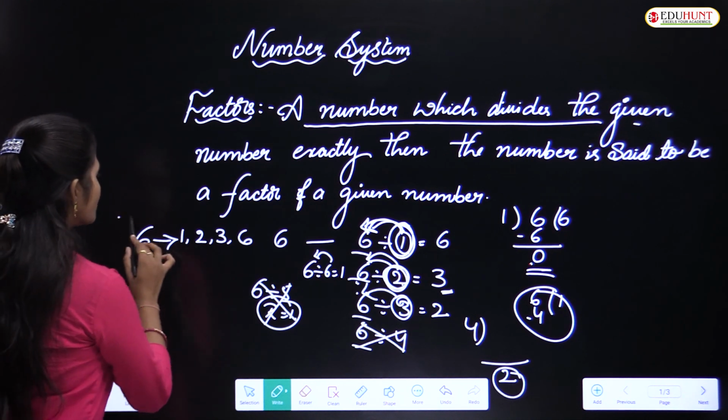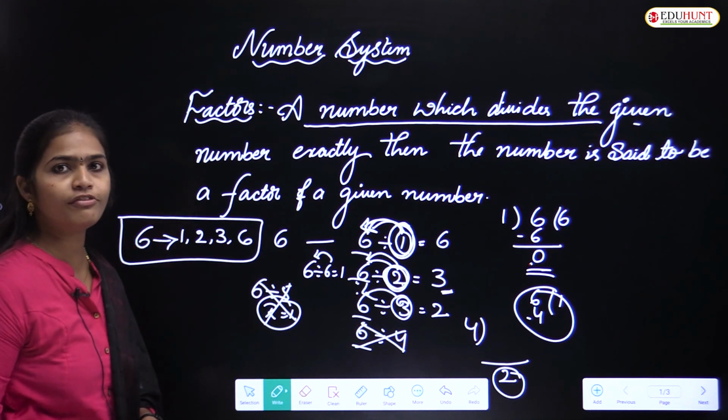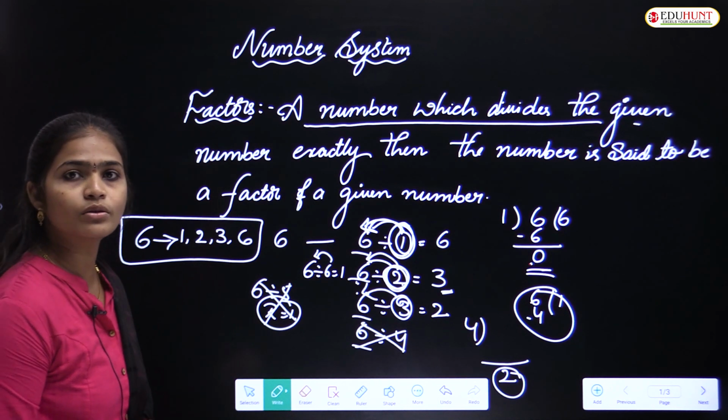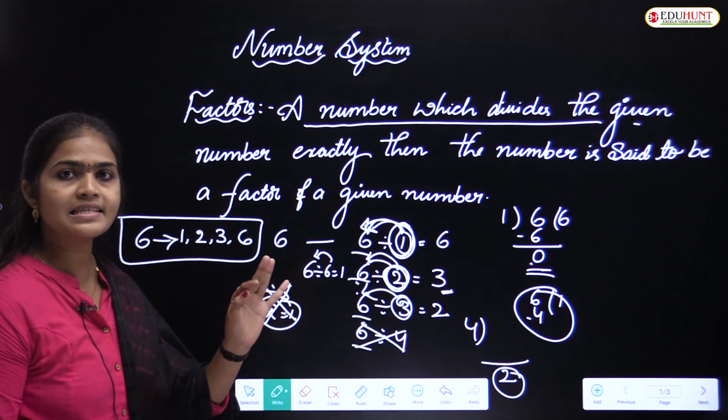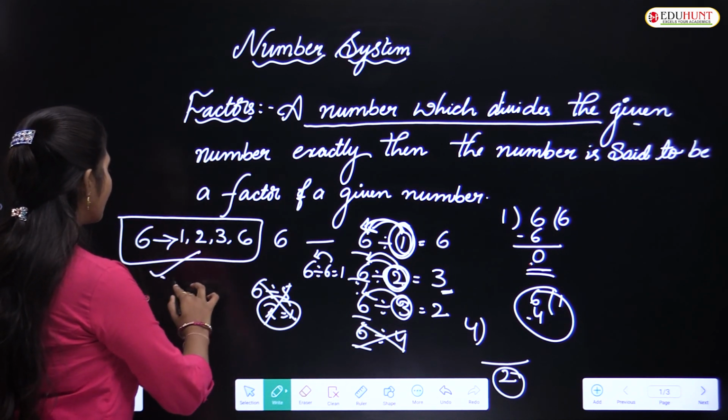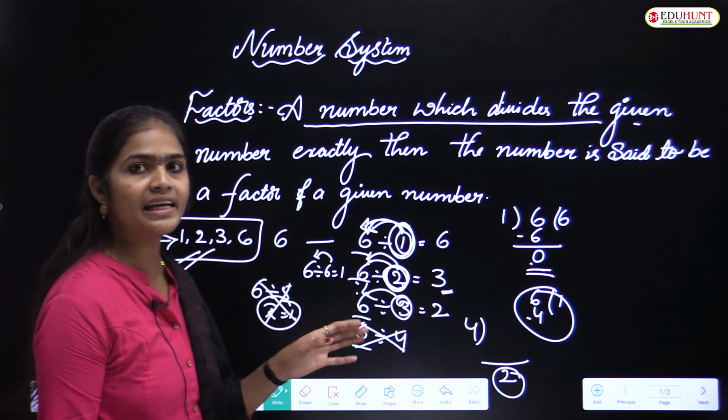Is that clear? So here 6 is having how many factors? Here we have only 4 factors. What are those? 1, 2, 3, 6. Is it clear? So this way we can write the factors of any number.